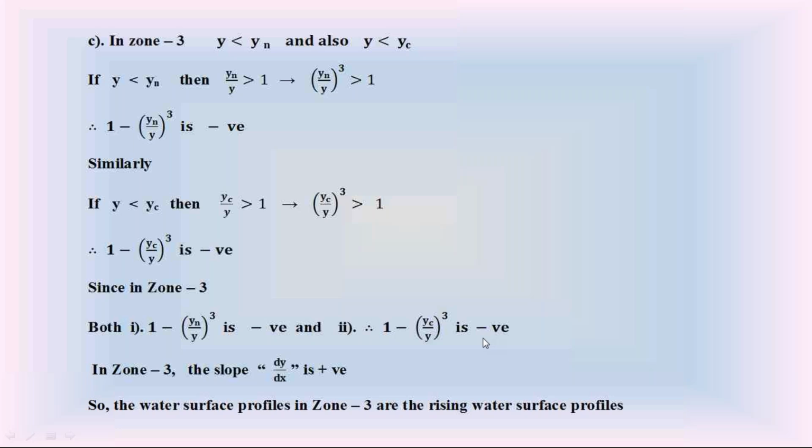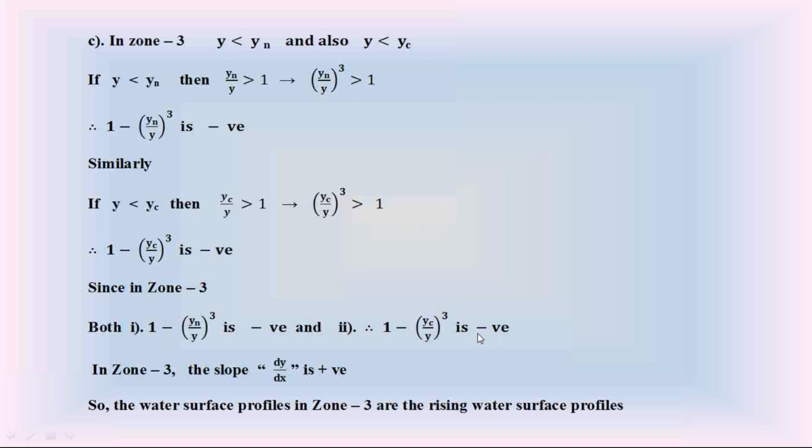In zone 3, you know that dy by dx is equal to S0 into 1 minus (yn by y) whole cube divided by 1 minus (yc by y) whole cube. In zone 3, the numerator 1 minus (yn by y) whole cube is negative. The denominator 1 minus (yc by y) whole cube is negative. Since the numerator is negative and the denominator is negative, these two will cancel. Once this negative is cancelled, all together the slope dy by dx in zone 3 becomes positive because of the cancellation of the negative in the numerator and the negative in the denominator.